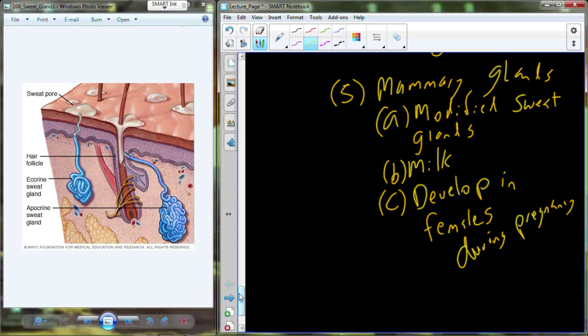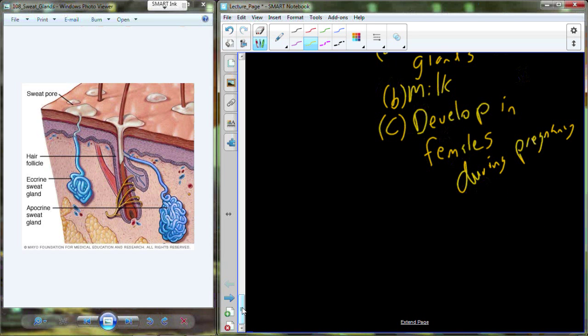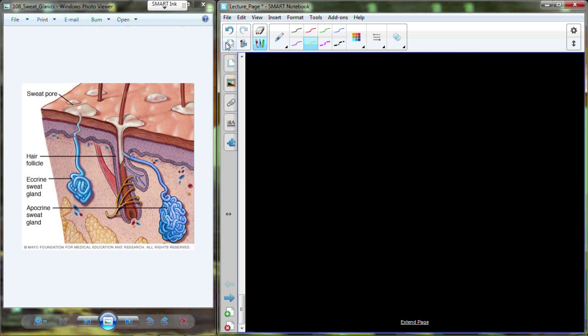Okay, so release of milk during lactation, the membrane blebs and releases milk into the duct where it's delivered to the suckling baby. Or if you drink milk, it's delivered to you through a cup.